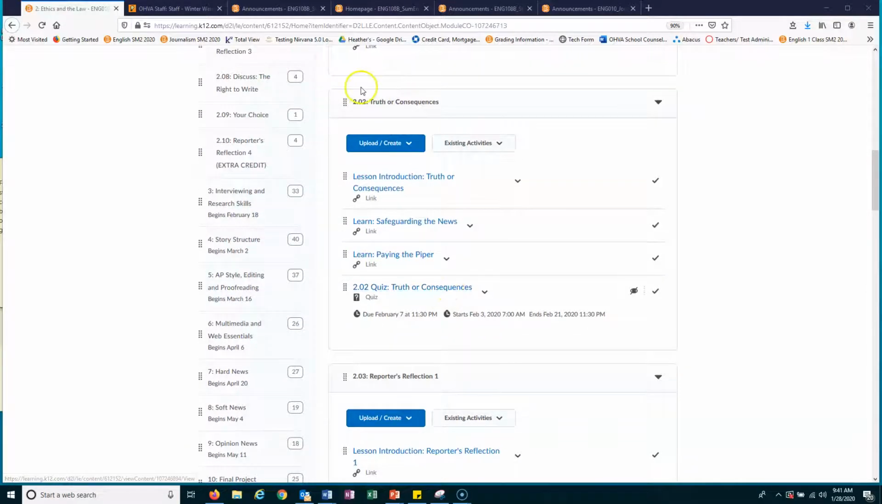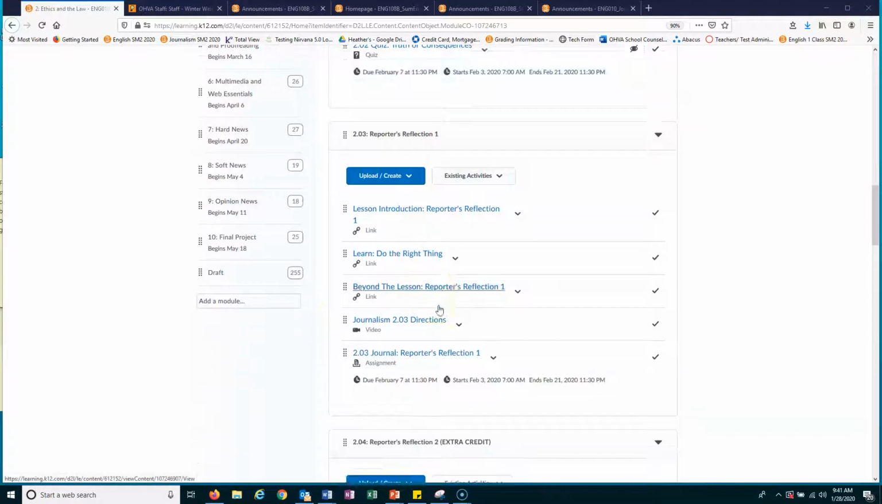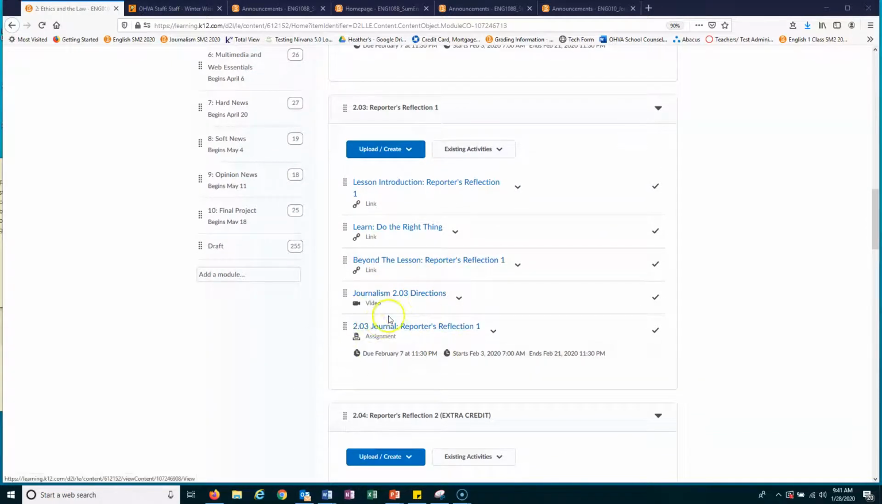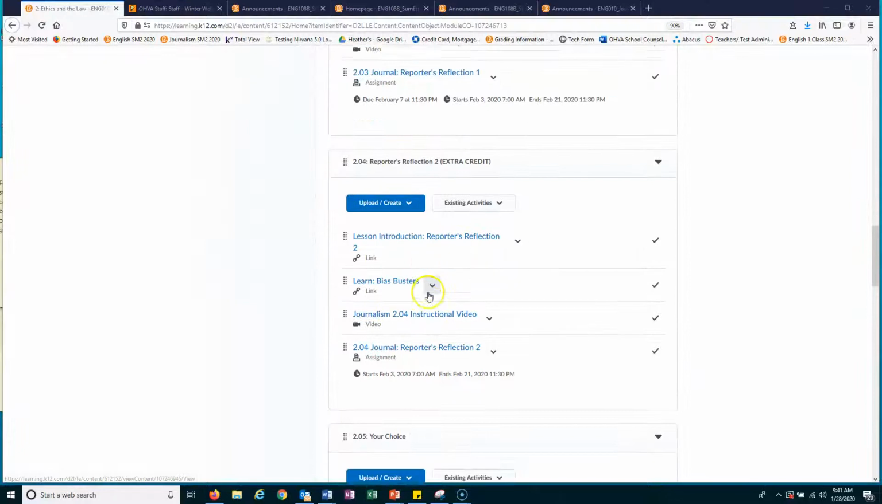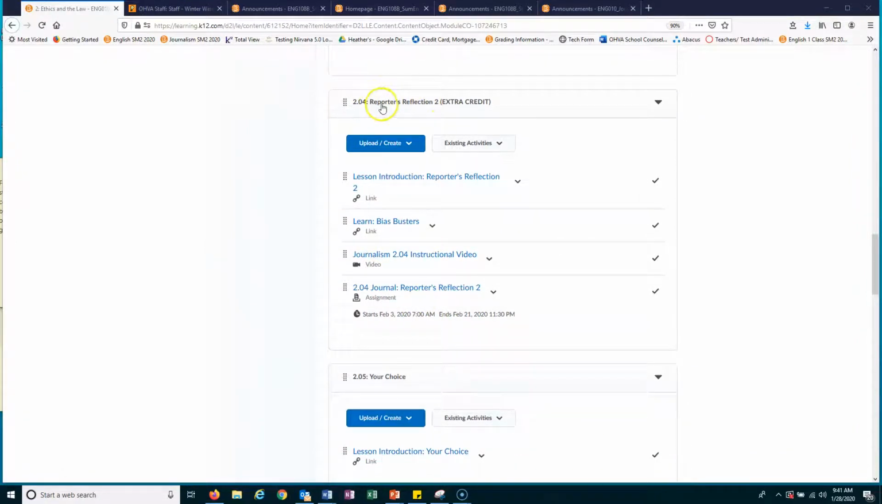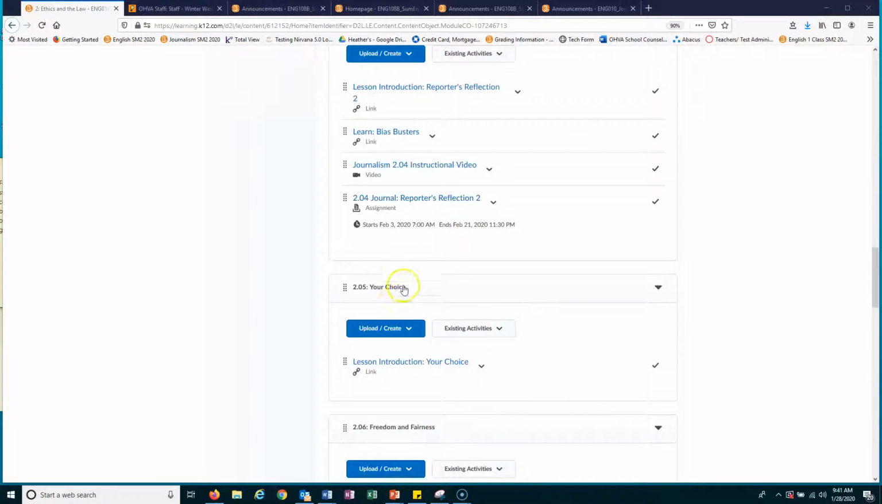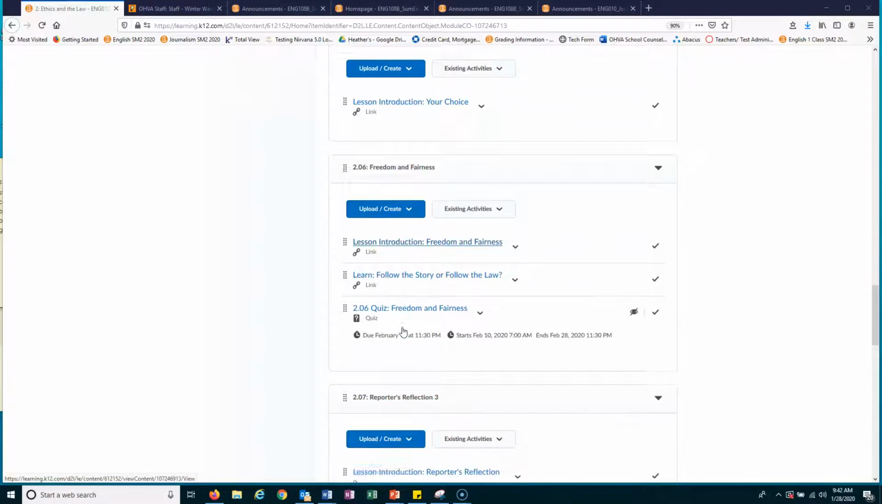As you're looking at 2.02, there is a quiz, report reflection 1. This is going to be pretty self-explanatory, but there are directions here for you if you need them. And then there is going to be an extra credit reflection if you would choose to do that. These your choice assignments are basically just put in if we would have an extra day, but you technically do not have to do anything with those. I considered deleting them, but there's really nothing in there for you, so you can just skip past the your choice assignments.